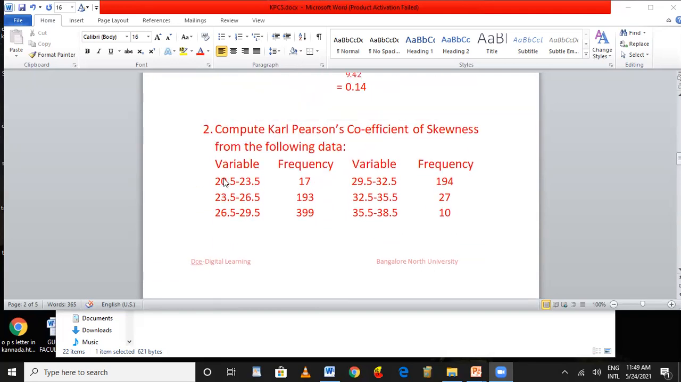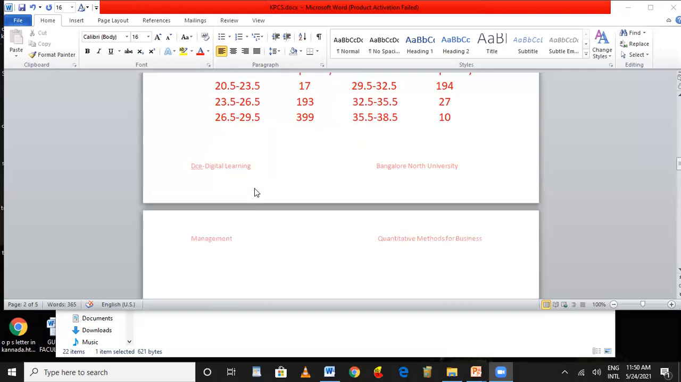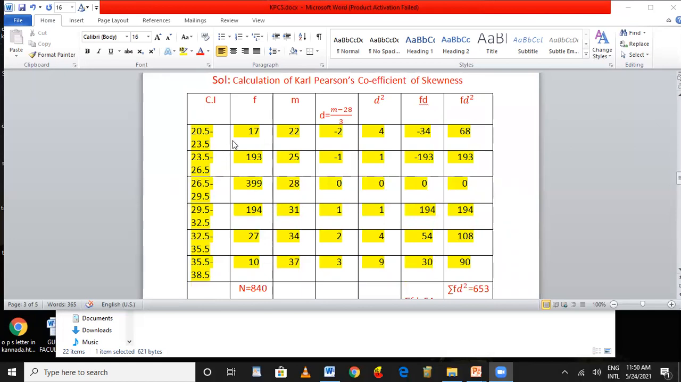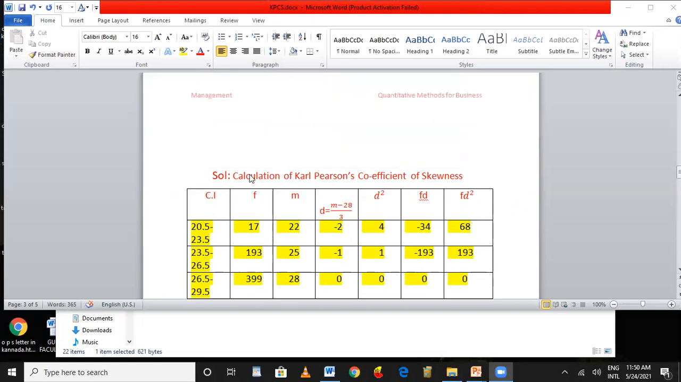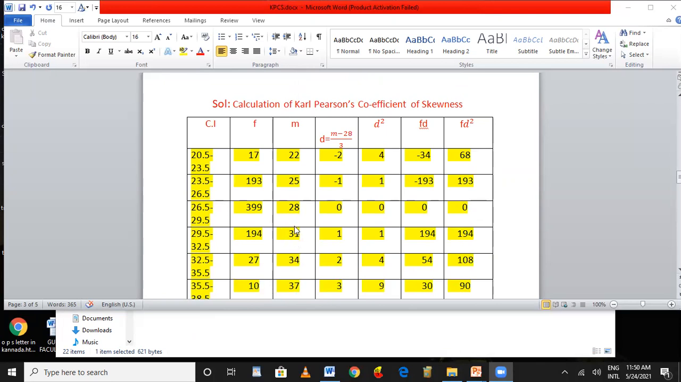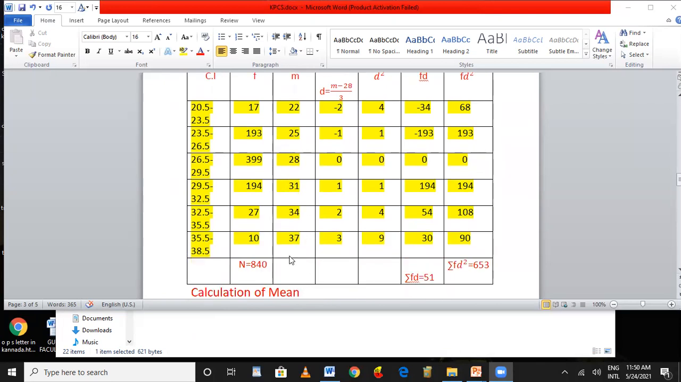Here the variable is given in continuous classes, so we have to find the midpoints. How to find the midpoints? Add the lower limit and the upper limit and divide by 2. So 20.5 plus 23.5 divided by 2 gives the class midpoint 22. Then we write the heading and draw the columns of class intervals, frequency, and then midpoints: 22, 25, 28, 31, 34, 37.